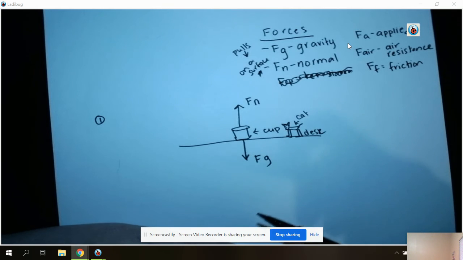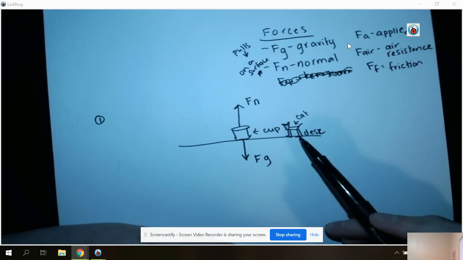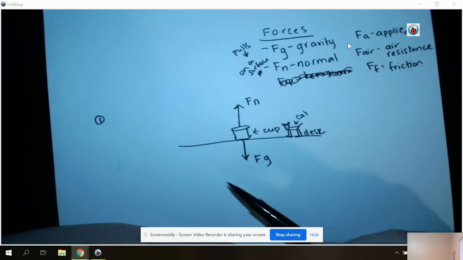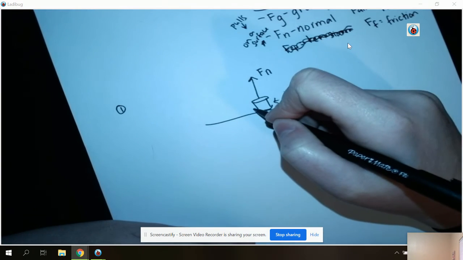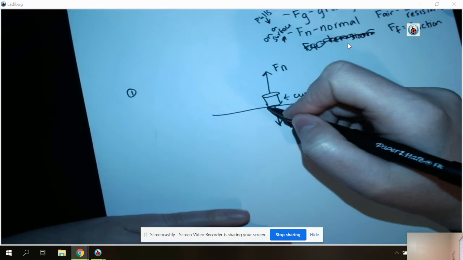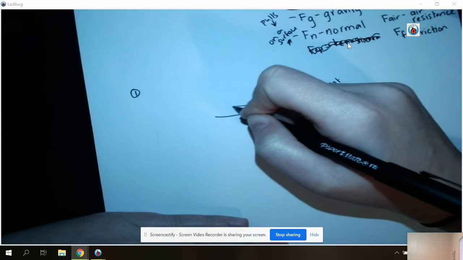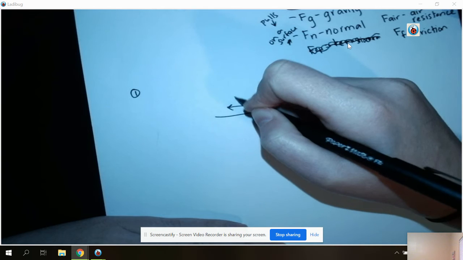So my cat has decided to knock off my cup, and it is going to hit the cup, knock it off the table. So let's look at this. Then, if the cup is going to accelerate, the cat is going to apply a force. It's going to push the cup this way.